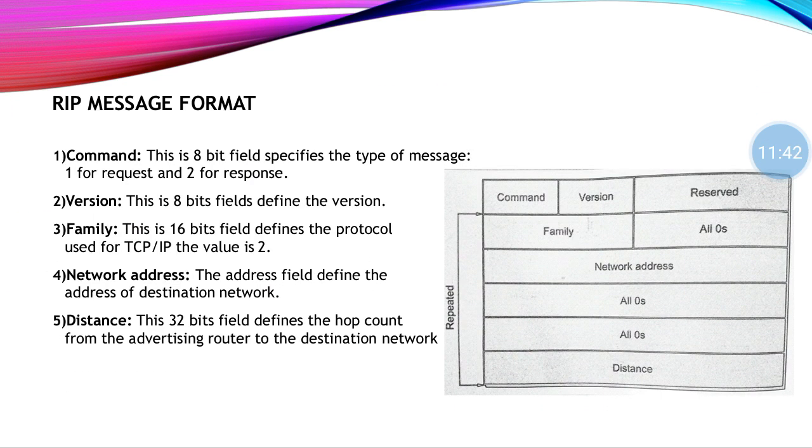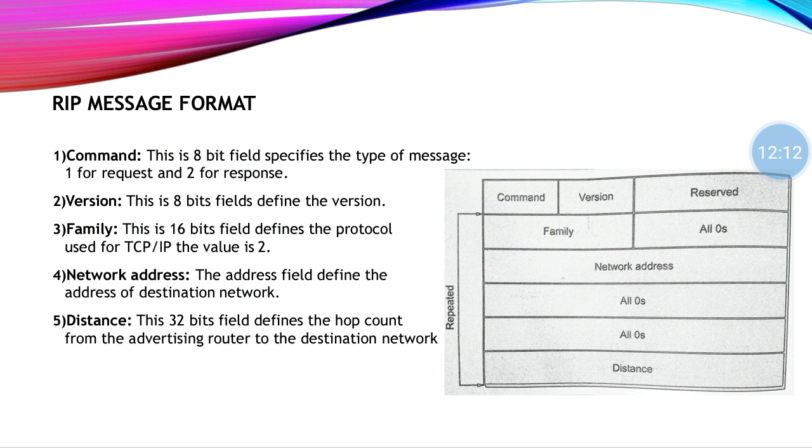Coming to RIP message format, in case they are asking you the RIP message format, you are supposed to draw this diagram. The first field consists of command. 8 bits are allocated to it. It tells whether the message is a request or a response. The value for request is 1 and the value for response is 2. Version, this is again an 8-bit field that defines the version. For example, if you are using RIP version 1, the version will hold 1. If you are using RIP version 2, the version will hold 2, and so on.